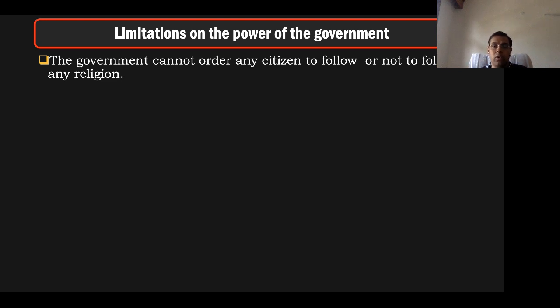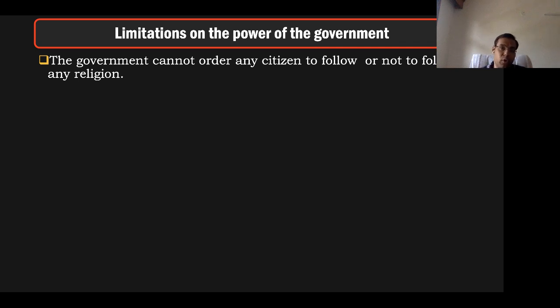The government cannot order any citizen to follow or not to follow any religion. The government should not order any citizen to follow or not to follow any religion. You can't force any citizen to follow or not to follow any religion. That is not what our democracy stands for. We are a secular country and our state does not have a religion. We did not declare ourselves to be a country of X religion or Y religion or Z religion, like Pakistan did, like many other countries do. We did not do that.